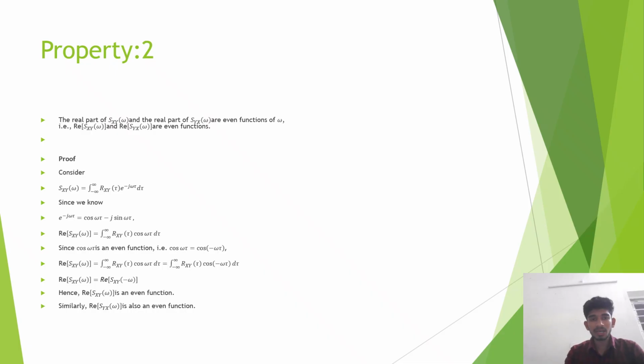the real part of S_xy(omega) is equal to integral from minus infinity to infinity of R_xy(tau) cos omega tau d tau. Since cos omega tau is an even function, that is cos omega tau is equal to cos minus omega tau, the real part of S_xy(omega) is equal to integral from minus infinity to infinity of R_xy(tau) cos minus omega tau d tau. The real part of S_xy(omega) is equal to the real part of S_xy(minus omega). Hence, the real part of S_xy(omega) is an even function. Similarly, the real part of S_yx(omega) is also an even function.